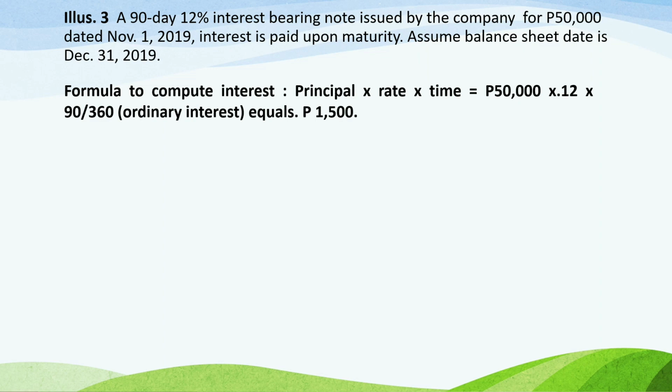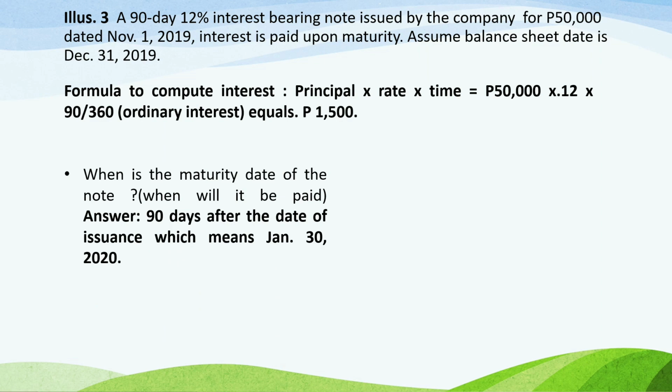So our principal here is 50,000. Our rate is 12% annually. And our time here is 90 days, so standard divided by 360. So it is equal to 1,500. Interest for the full term is 1,500.